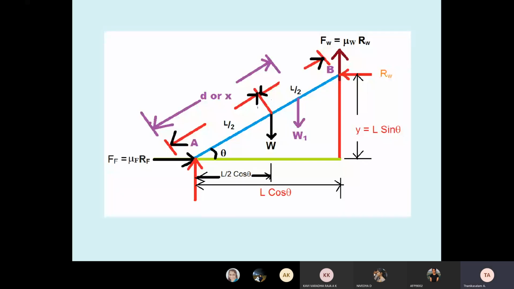Suppose, just imagine, here W is the weight of the ladder. W1, suppose if you are standing on the ladder. Okay, the ladder is having weight, that is capital W. The W1 I have taken as a man standing, at a distance X or D from point A. Any man or any woman standing. Therefore, that weight is acting vertical downward. Understand? W1 means the weight of a person, and capital W is the weight of the ladder.